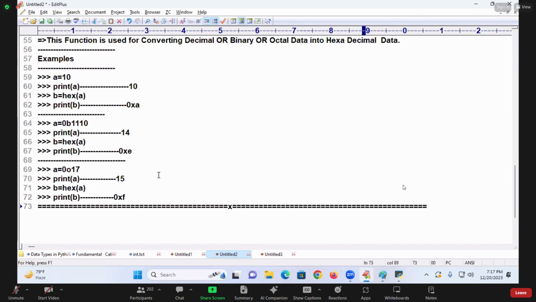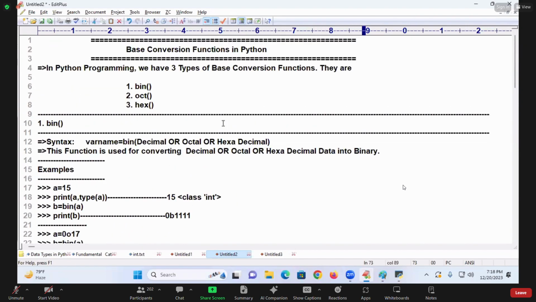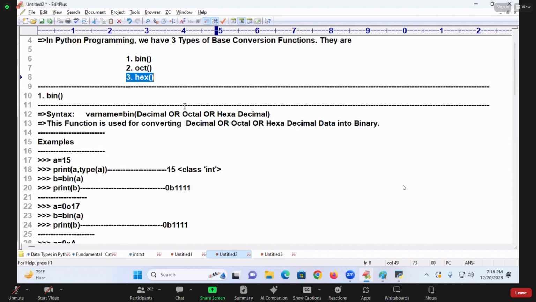Base conversion functions. What is an FAQ? What are the base conversion functions in Python? What are those? Bin(), oct(), hex(). Right. So what is the question in the system test programmatically? Write a Python program which will convert different number systems into different number systems. First of all, you need to know number systems. How many? 4 different conversions. Understood or not? I will write the coding for that.